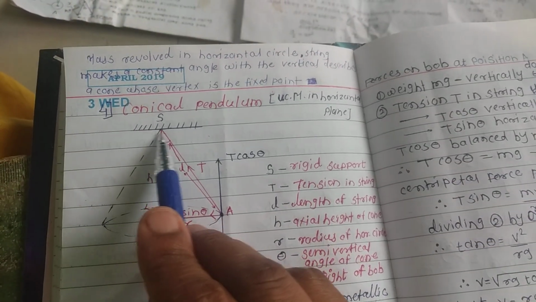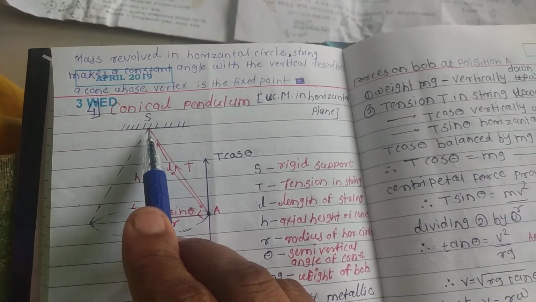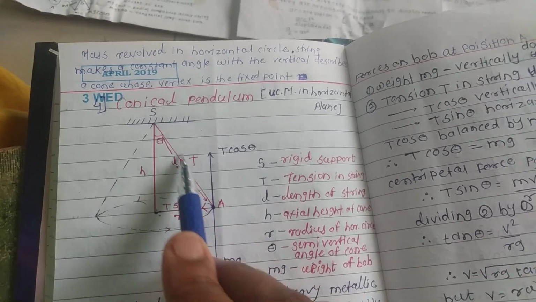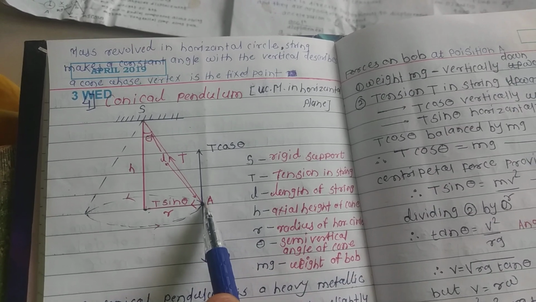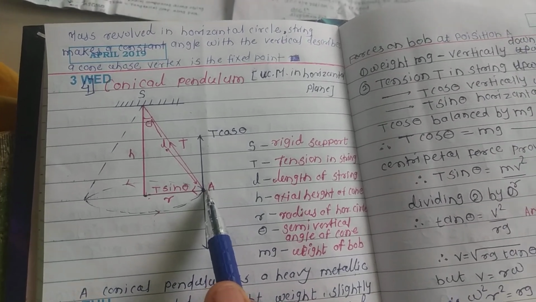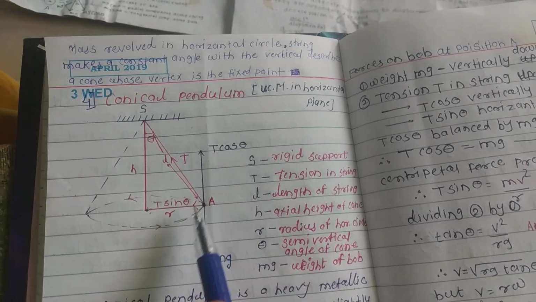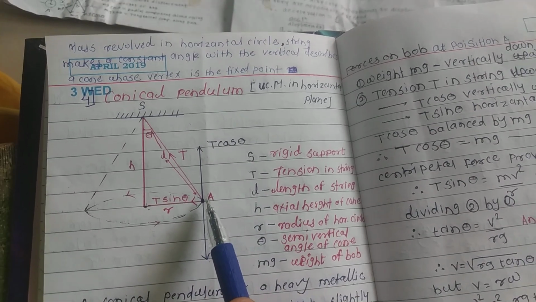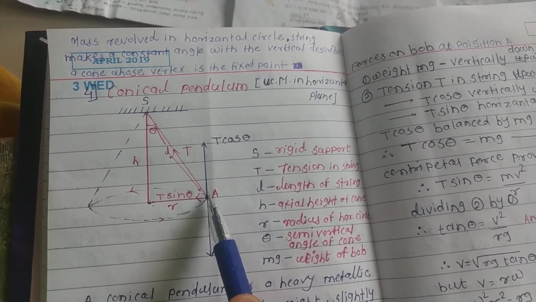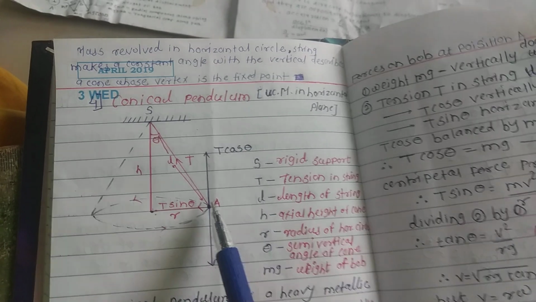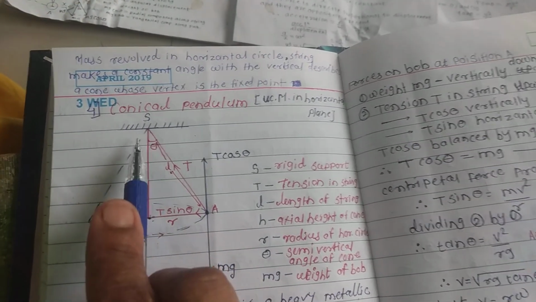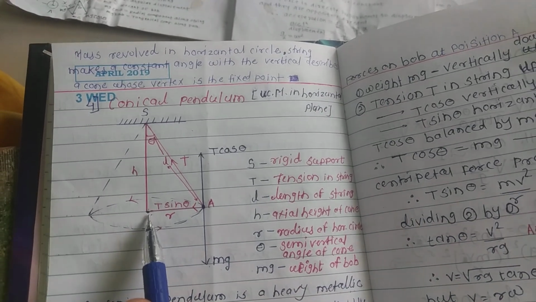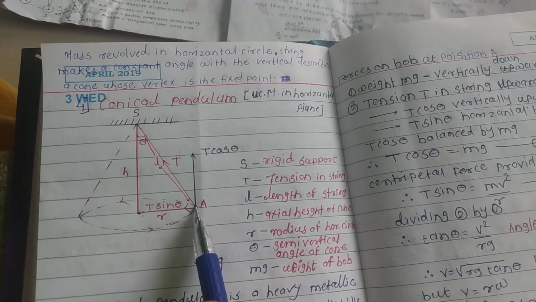Let us see. S is a rigid support. From that rigid support the string comes down, and at the other end of the string the metallic sphere, we can call it a conical pendulum, is present. T is the tension present on that bob due to the string. The direction of that tension is vertically upward. H is the axial height of a cone. That cone is made by the string.